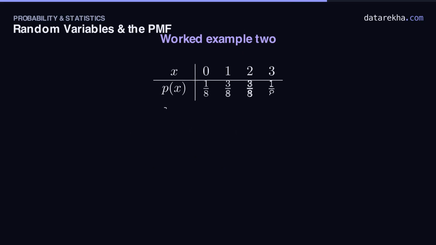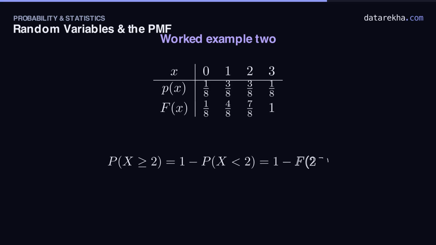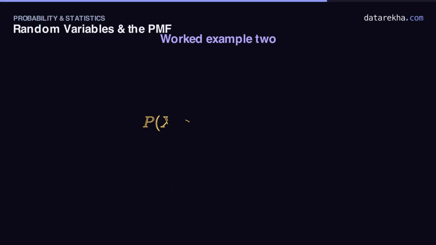Let's return to our 3-coin variable and handle the trickier events, the ones with greater than or equal. Recall its masses are 1, 3, 3, 1 over 8, and its running totals are 1/8, a half, 7/8, and 1. First, the chance of at least 2 heads. At least 2 is the opposite of fewer than 2. So it's 1 minus the chance X is below 2. And the chance X is below 2, the left limit F of 2 minus, is the mass at 0 plus the mass at 1. 1/8 plus 3/8, a half. So the chance of at least 2 heads is 1 minus a half.